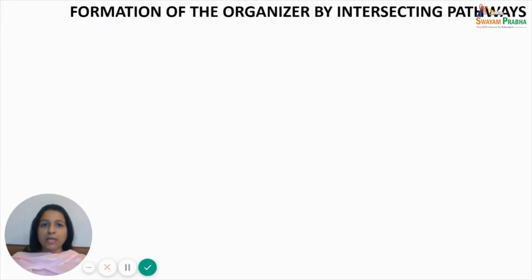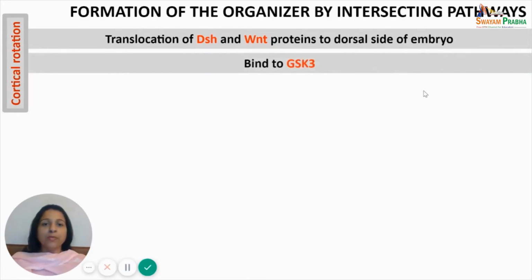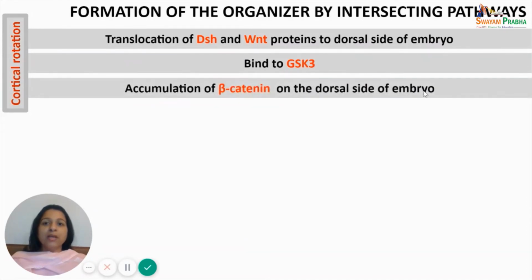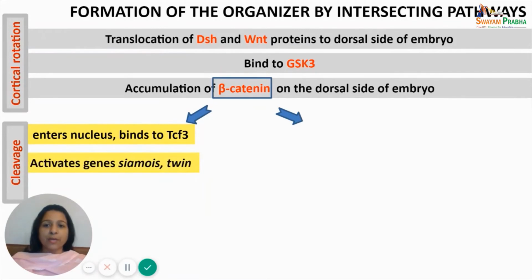The formation of the organizer can better be understood with the help of this flowchart. During cortical rotation, there is translocation of Disheveled protein and Wnt protein toward the dorsal side of the embryo, where they bind to GSK3. This helps in accumulation of beta-catenin on the dorsal side of the embryo. Now, this beta-catenin during the process of cleavage enters the nucleus where it binds to TCF3 and thereby activates the genes Siamois and Twin, thereby producing the Siamois and Twin transcription factors.